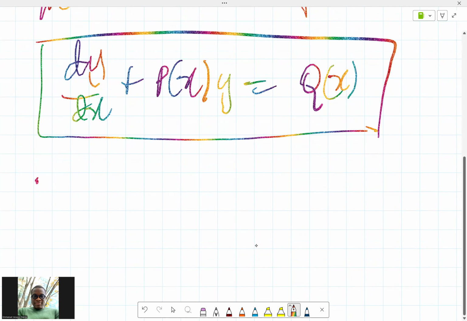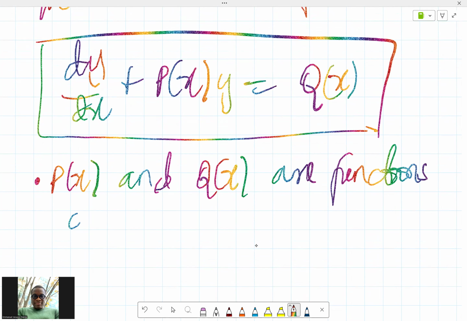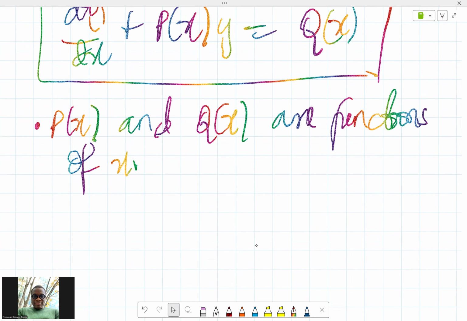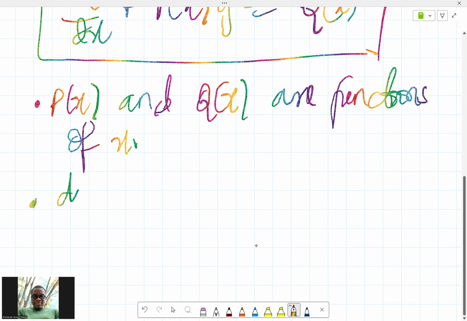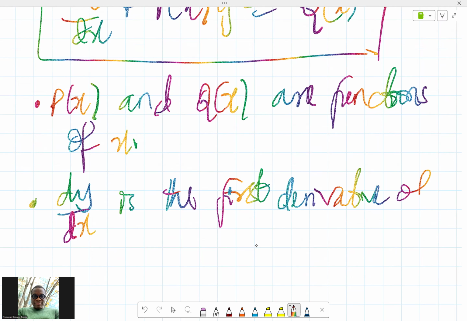From here, we need to understand that p(x) and q(x) are functions of x. And dy/dx is the first derivative. Of course, we are talking about first order, so we don't have more than the first derivative. So it's the first derivative of y with respect to x.